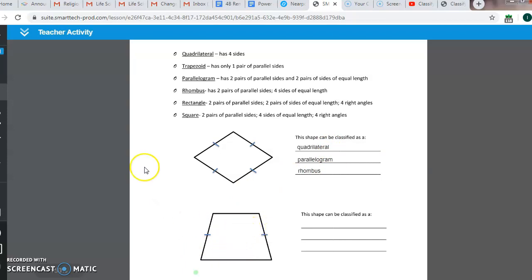Okay, so we're going to go back to the top of our list and we're going to ask ourselves if the shape below is a quadrilateral. Does it have 4 sides? It does indeed have 4 sides. 1, 2, 3, 4, which makes this shape a quadrilateral. Let's go ahead and write that down.